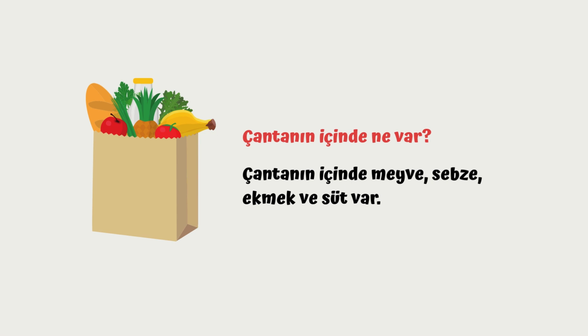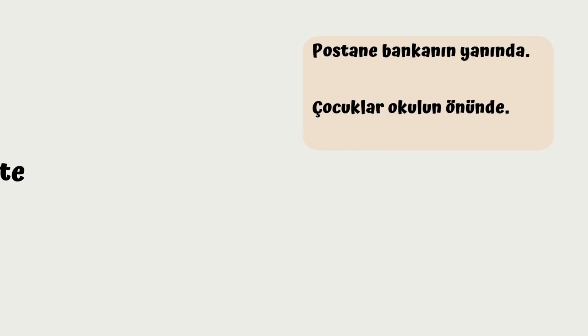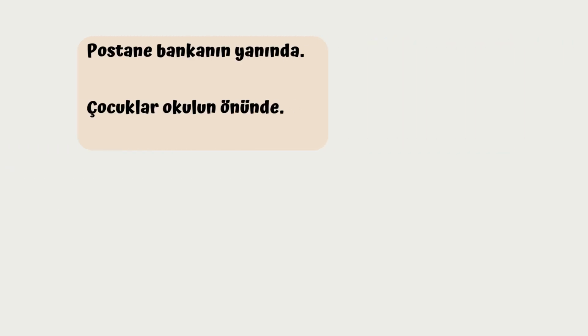So before I finish this episode, I just want to point out a few things. One of them is subject pronoun suffixes. Let's take a look at these examples. Postane bankanın yanında, çocuklar okulun önünde. As you see, there is no subject pronoun suffixes here because postane is o, it. And çocuklar is onlar, they. If you remember, o or onlar doesn't take any subject pronoun suffixes.